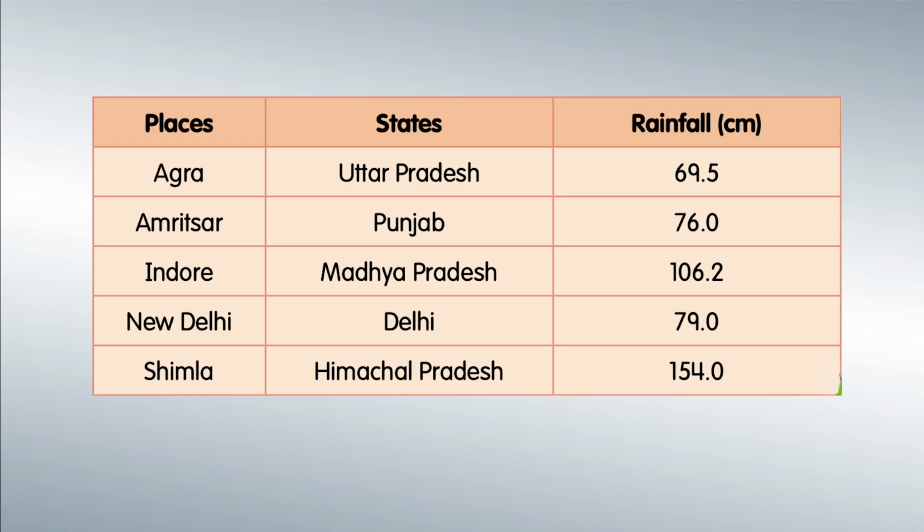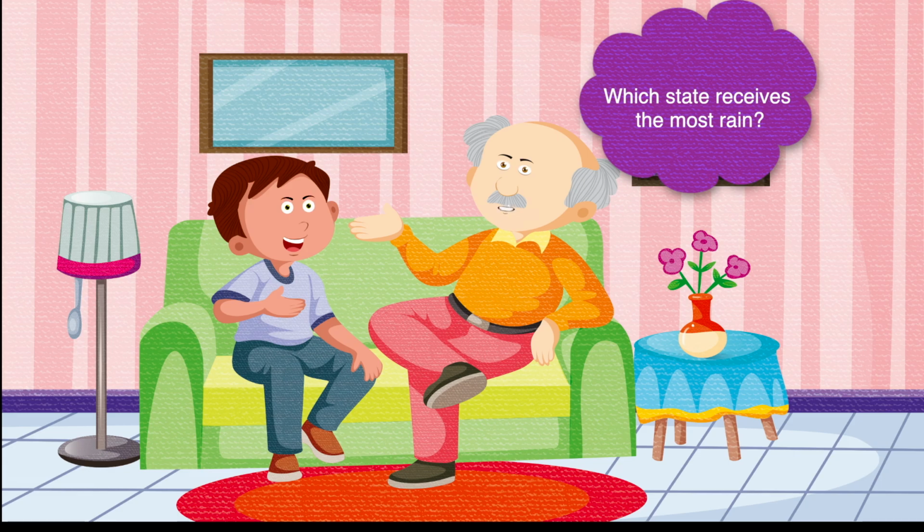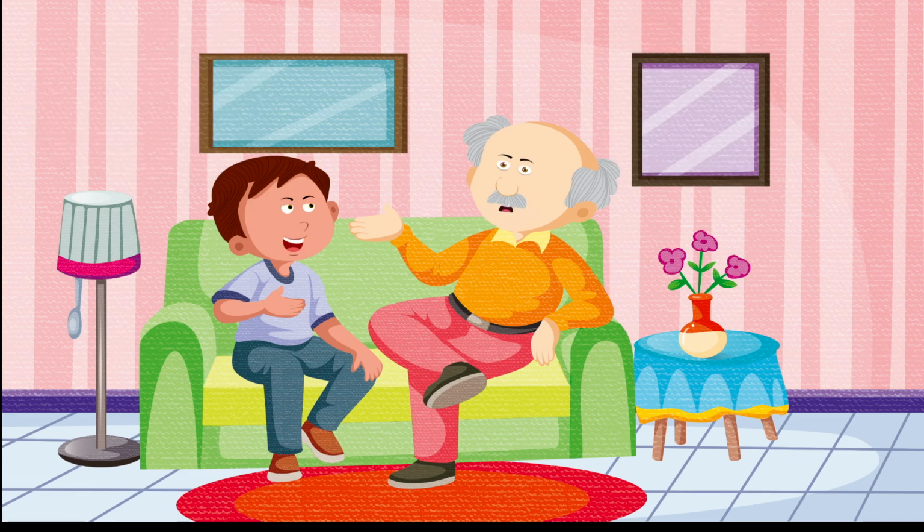Observe the table that shows the data of rainfall in centimeters for different states of India. From this data, can you tell me which state receives the most rain? Shimla. Good. Let's learn more about data and different methods to represent it.